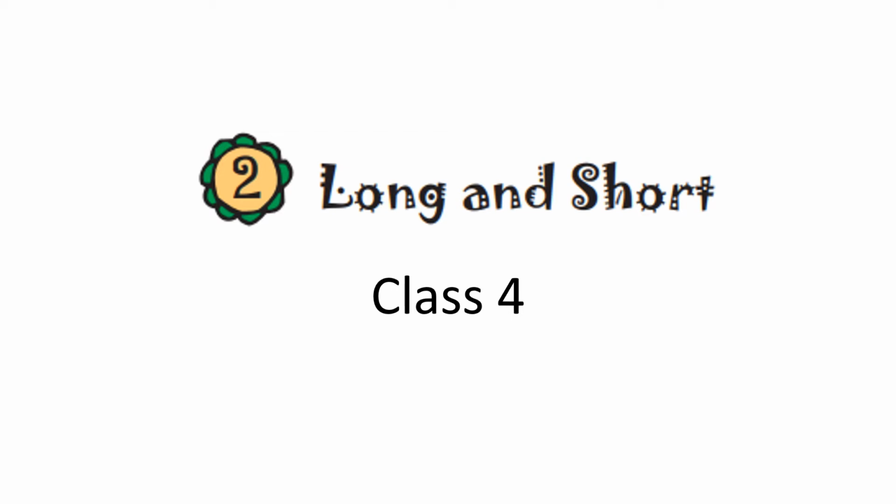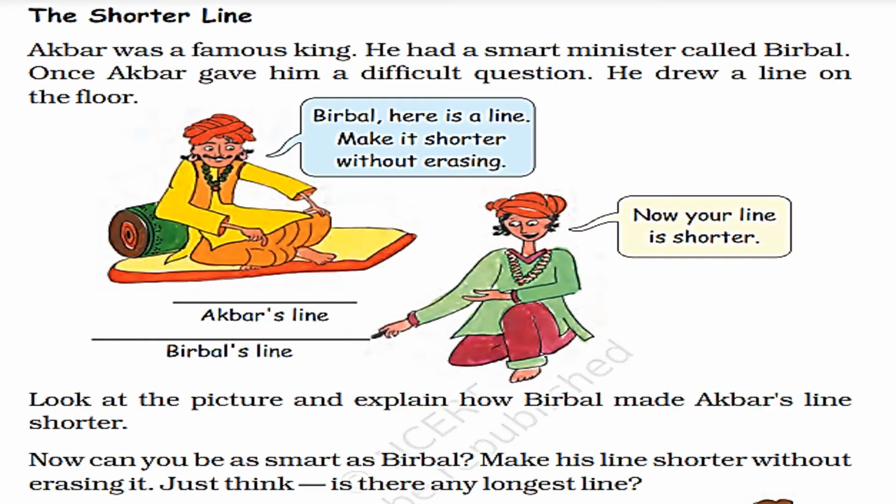Hello children, let us begin with the chapter Long and Short. The shorter line. Akbar was a famous king. He had a smart minister called Birbal. Once Akbar gave him a difficult question.